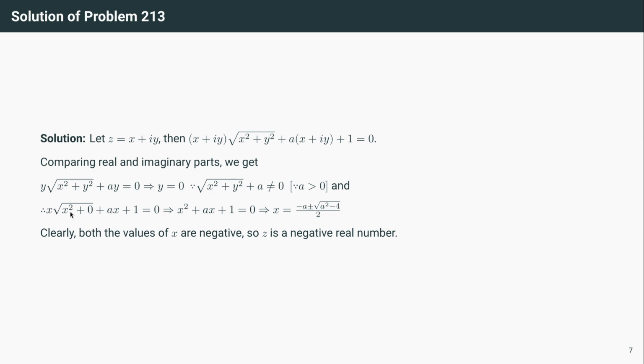Now the real part comparison gives us x into square root of x squared plus y squared, where y squared is 0, plus ax plus 1. So we take out x from the square root, and we have x squared plus ax plus 1 is equal to 0. So x would be minus a plus minus square root of a squared minus 4, all over 2. Now you see that square root of a squared minus 4 would be less than a. So both the values would be negative. So y is 0 and x is negative. That means our z is a negative real number.